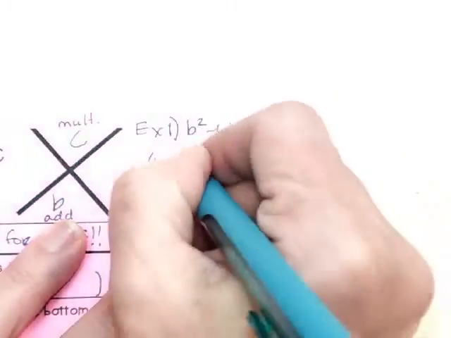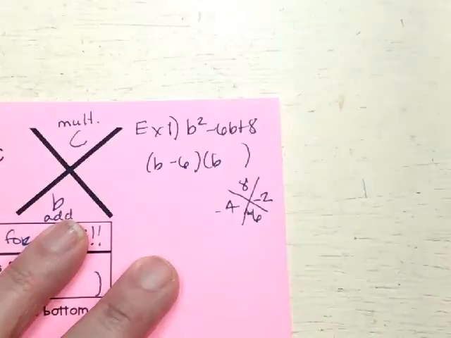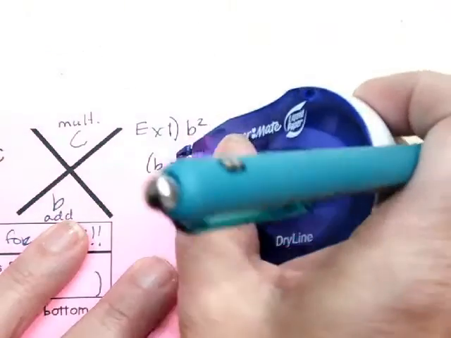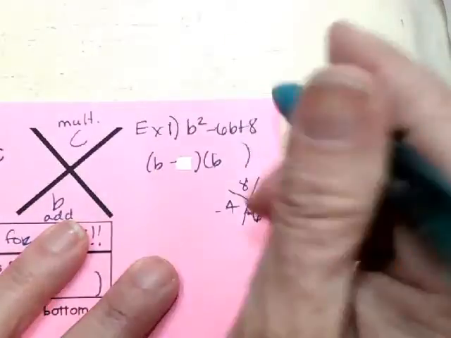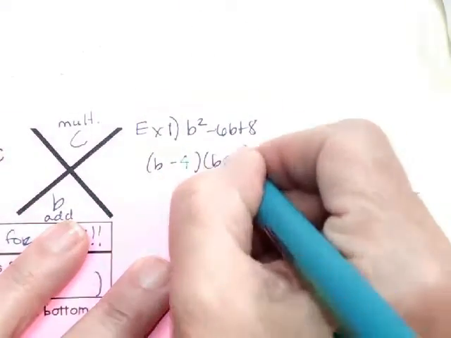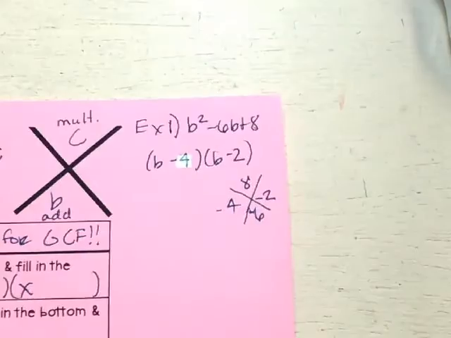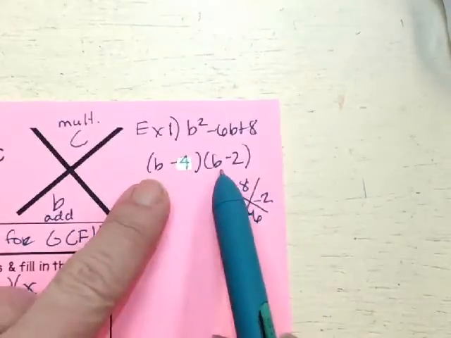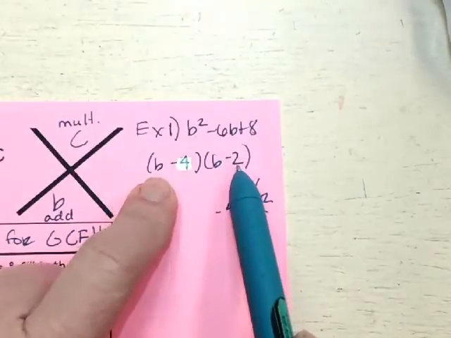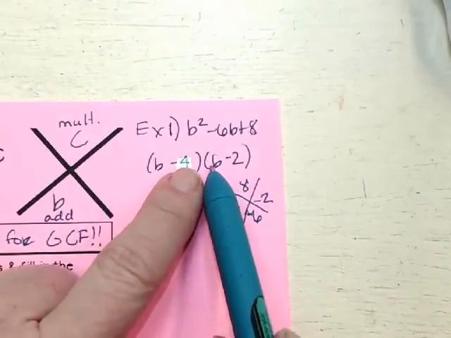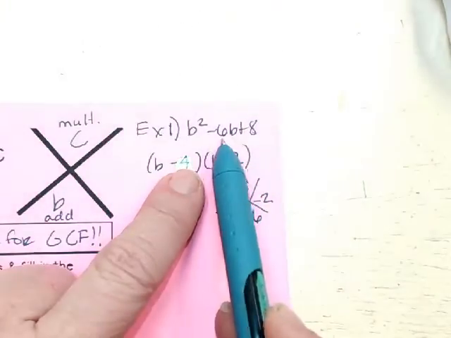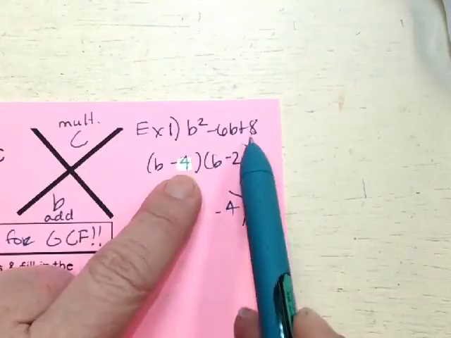These are what go here. That's it. So you can check it. B times b is b squared. Negative 2b and negative 4b gives me negative 6b. Negative 4 times negative 2 gives me positive 8.